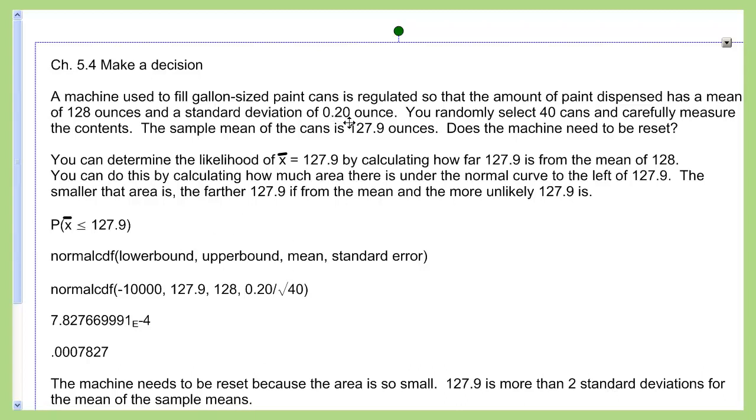And see, this was your standard deviation, so your standard deviation was not very much anyway, but that's more than 2 standard deviations. And remember, we never want anything to be more than 2 standard deviations. That tells us that there's something wrong. So they do need to reset that machine. It's not putting the right amount of paint in the bucket.